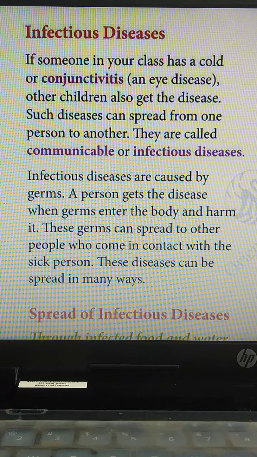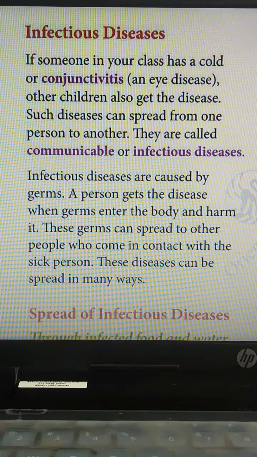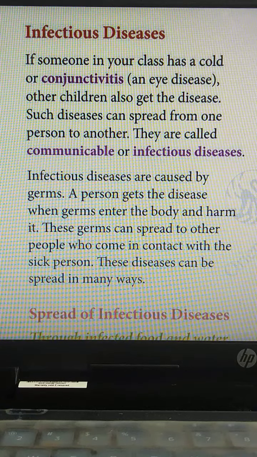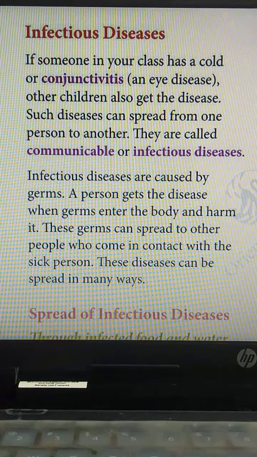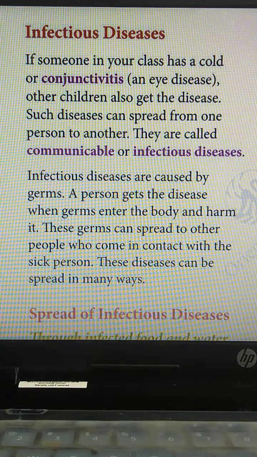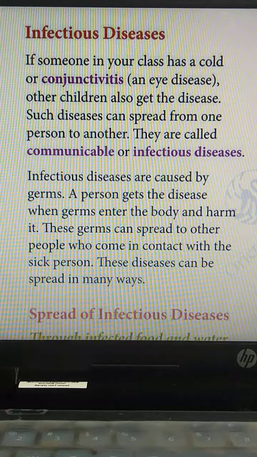As we know, suppose someone in your class is sitting nearby you and that person is suffering from a heavy cold or eye disease. If you sit nearby that person, if you come close to that person, then you also suffer. That is called communicable or infectious diseases.